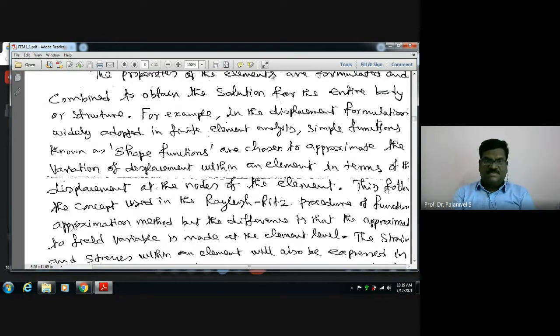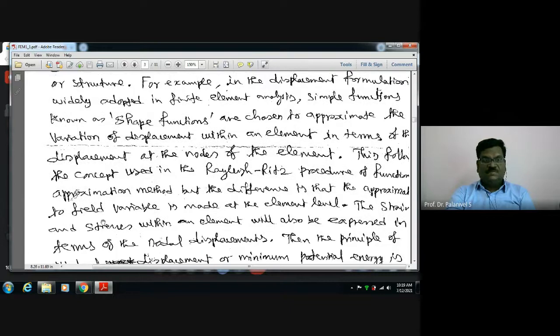This utilizes, exploits the concept used in the Rayleigh-Ritz procedure of functional approximation method. But the difference is that the approximation to the field variable is made at the element level only. Approximation to the field variable we do only at the element level.